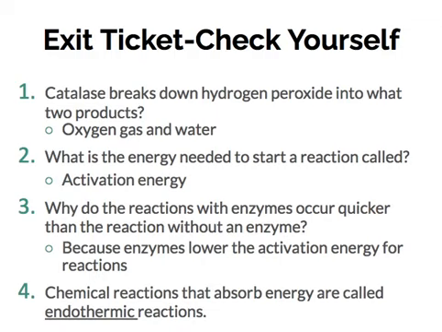All right, go ahead and check yourself. Catalase was one of our examples of enzymes. It breaks down peroxide into oxygen gas and water. The energy needed to get a reaction started is activation energy. Why do the reactions with enzymes occur quicker than the reactions without an enzyme? Because enzymes lower the activation energy for reactions. And how exactly do they do this? We're going to talk about that next class. Chemical reactions that absorb energy are called endothermic reactions.